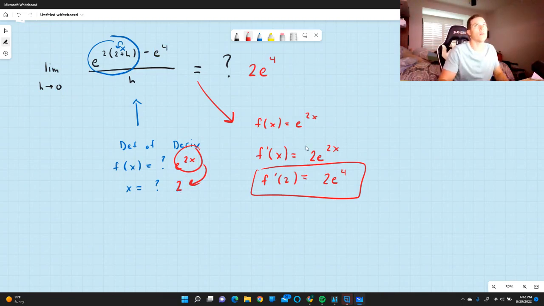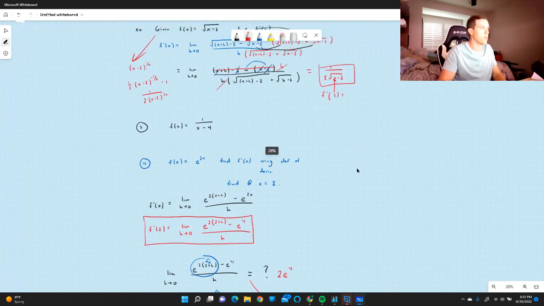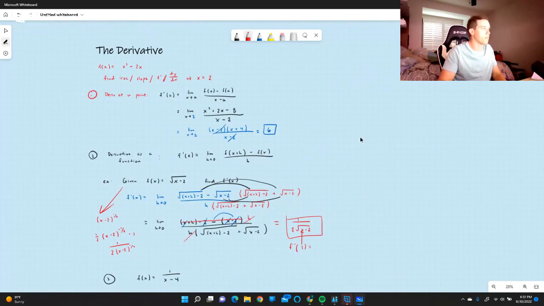Okay, so this problem is probably the most important out of all of these, because you're not going to be doing derivatives by hand like this pretty much ever. But early on in this class, I'll have you do a few.